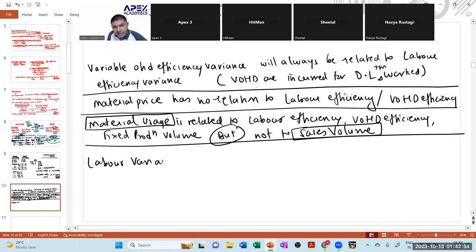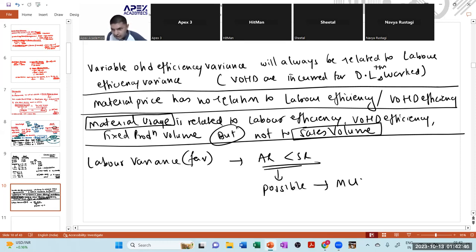Labor price variance, if it is favorable, means actual rate is less than standard rate, it is possible that material usage variance will be adverse. Keep this much in mind. Are you with me? Yes or no? Yes, sir.